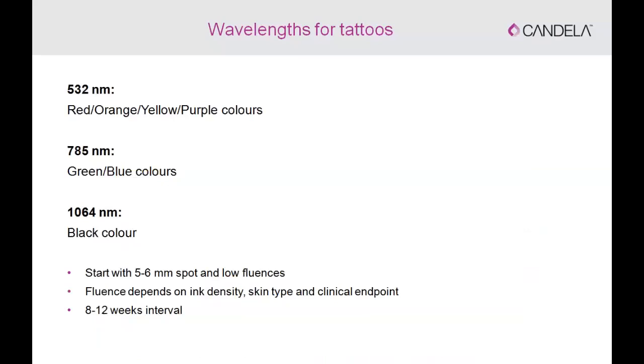I personally prefer an 8 to 12 weeks interval, particularly if there is a lot of density of the ink. That is to allow time for the macrophages to clear as much of the pigments as possible. In general, for the black tattoos, you would need around 1 joule to start getting clearance. So I would suggest you start with a 6 millimeter spot. So that was covering a bit on the tattoos.